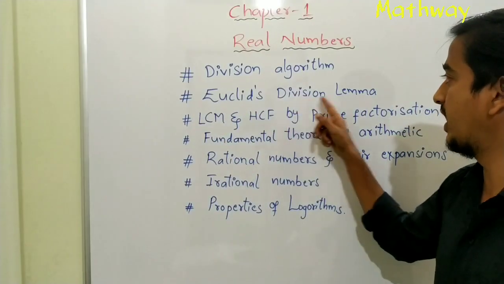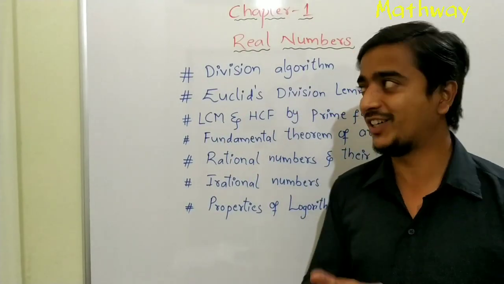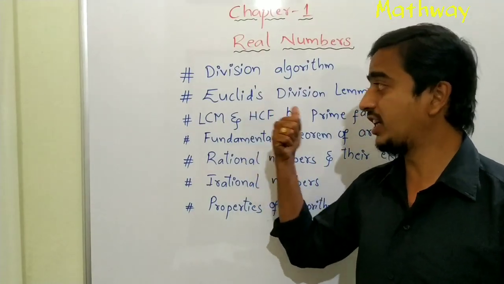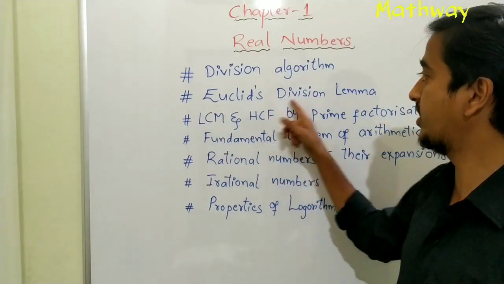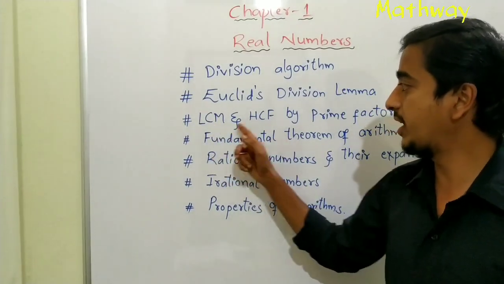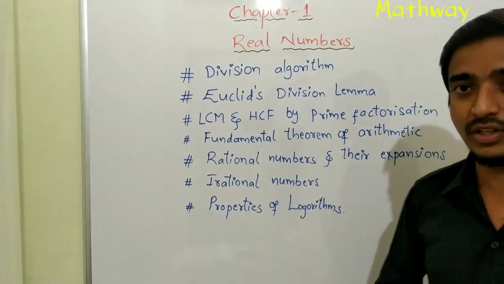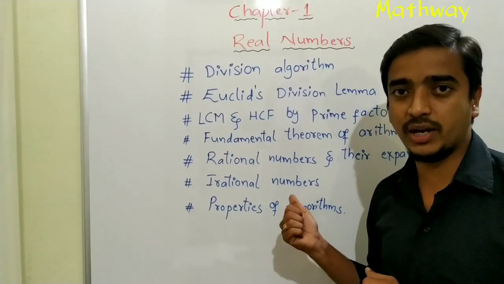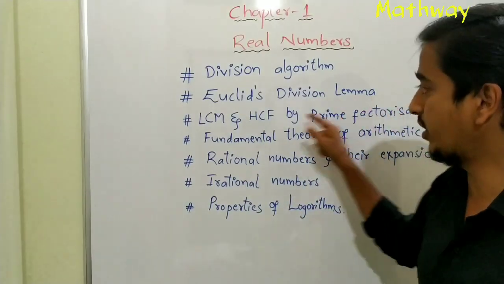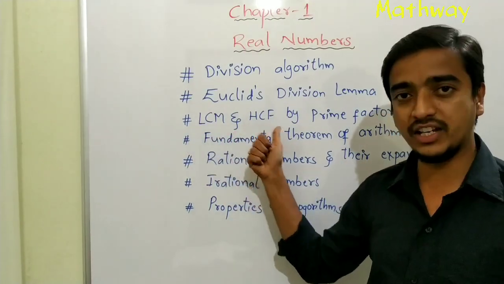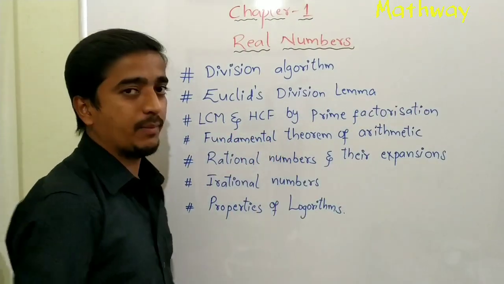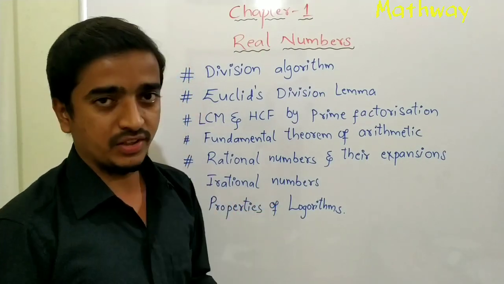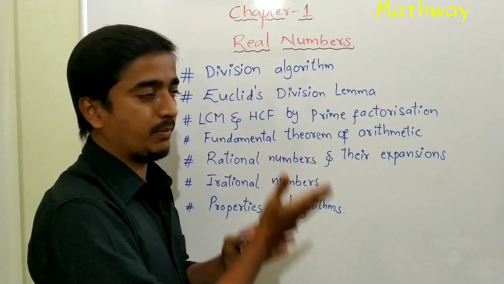Next, Euclid's division lemma, the most important topic. In this chapter we can find the HCF by using Euclid's division lemma. Then, LCM and HCF by the prime factorization method. There are different methods to find the LCM and HCF, and in this chapter we use prime factorization. Then the fundamental theorem of arithmetic. There are some theorems which you are going to learn in this chapter, and one of them is the fundamental theorem of arithmetic.